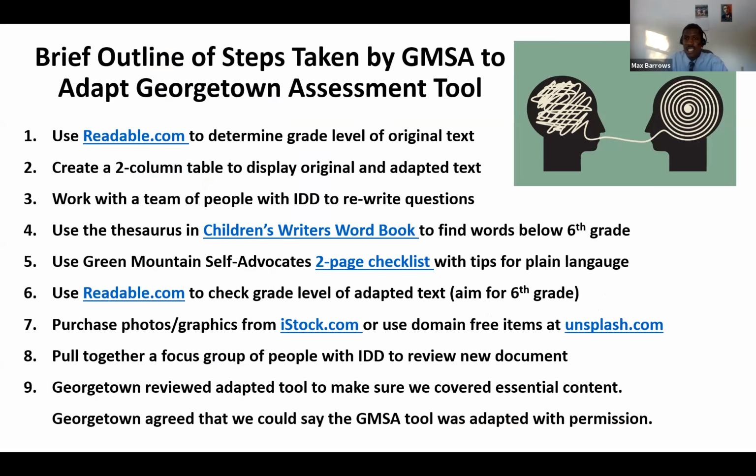Of course, it is vital that they are able to contribute to making GMSA more culturally competent. So the first thing we did was we used what is known as readable.com to figure out what the reading level is for the original questions. And when we did that, it scored 13.7 grade level.